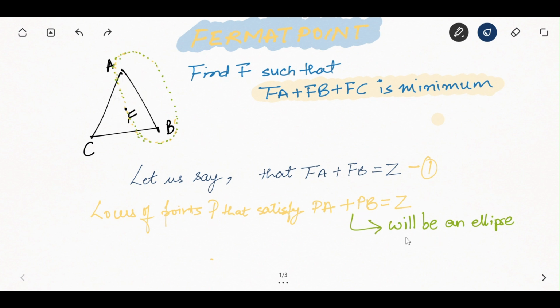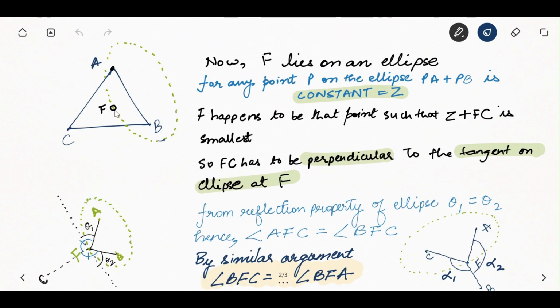Now, why do we want an ellipse over here? The reason why we are trying to create an ellipse is because we want to use the reflection property of the ellipse to calculate a relationship between theta 1 and theta 2. Our point F, which is the point that is going to satisfy the condition FA plus FB plus FC, is now lying on our ellipse. And we also know that for any point P anywhere on the ellipse, PA plus PB is constant, and that constant is equal to z.